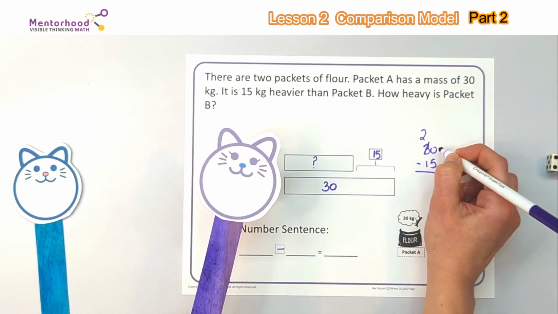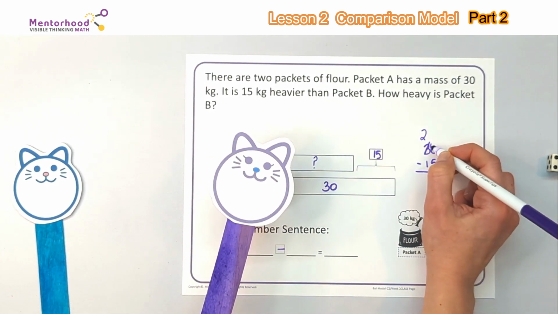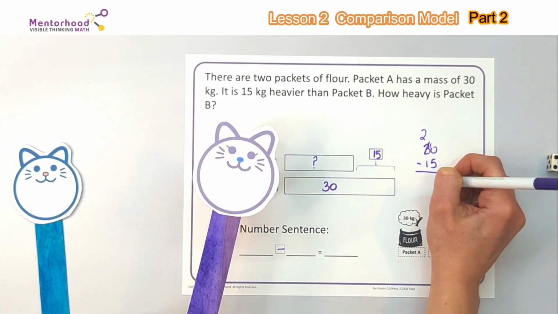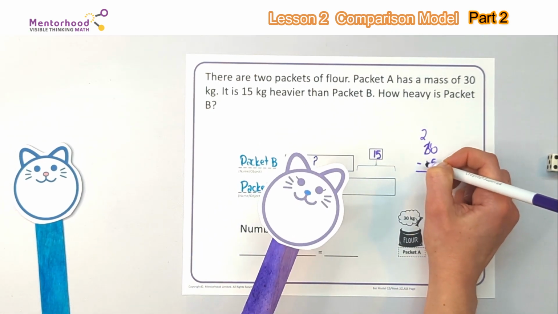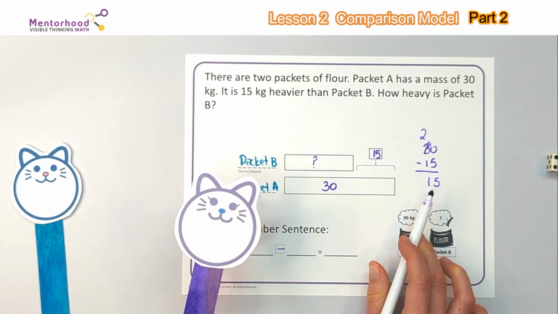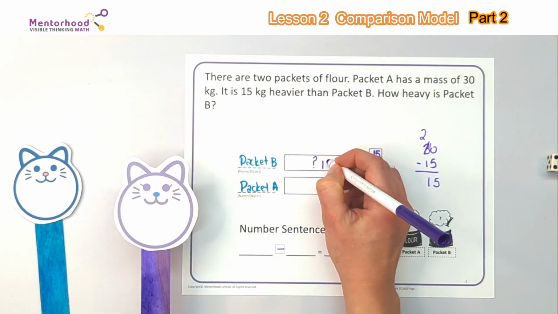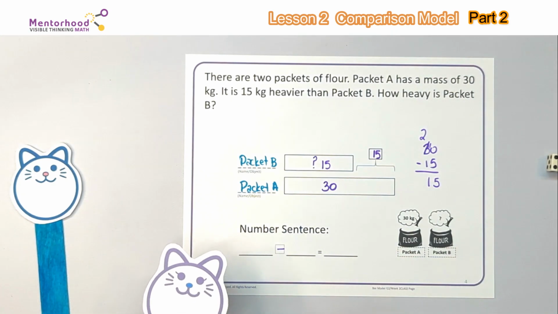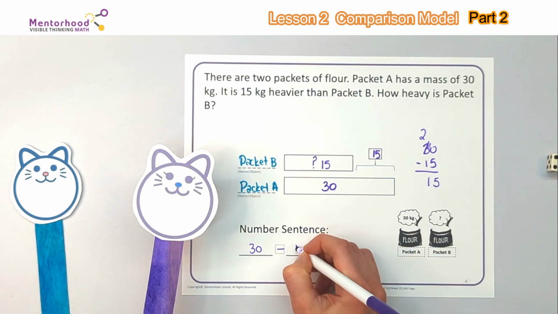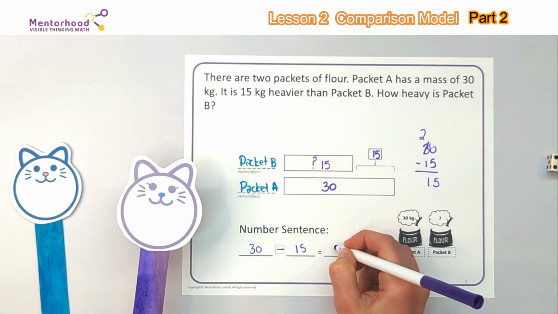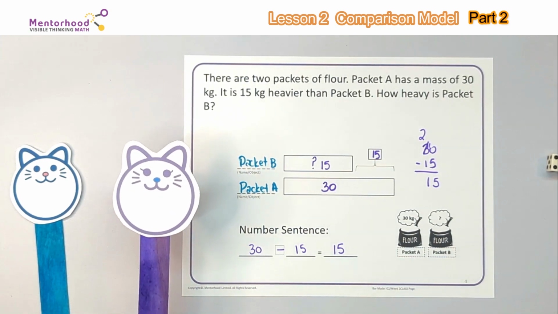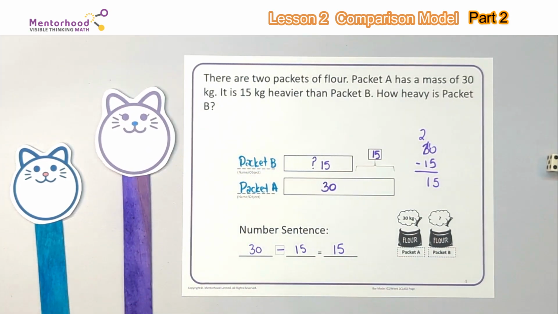The 3 becomes a 2. The 0 becomes a 10. And 10 minus 5 is? Nice and loud. 5! You got it. 2 minus 1 is 1. Okay, so 15 is our answer. Let's put that in our box. And let's fill in our number sentence. 30 minus 15 equals 15. So packet B has a weight of 15 kilograms.